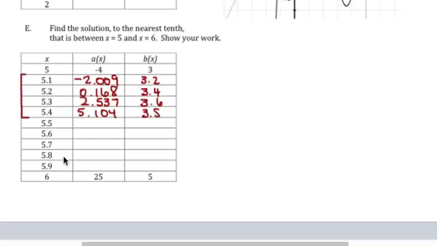It's a lot of calculating. Thank goodness for calculators. And then we're going to do the same thing here after you guys get this figured out. We're going to see where the values are closest together.